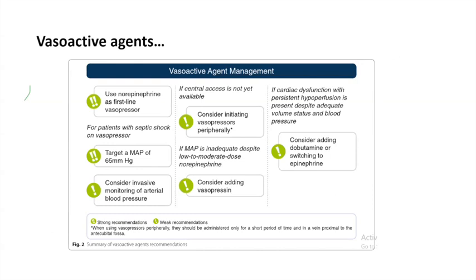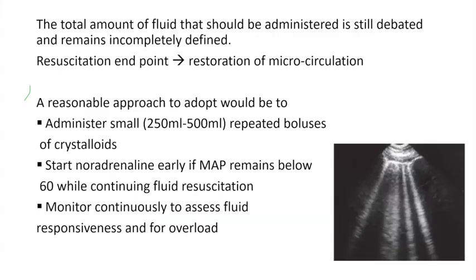And importantly, as previously mentioned also, it's recommended to have invasive blood pressure monitoring if the patient is in shock and requiring vasoactive agents. And also, you don't have to delay starting vasoactive agents until you get the central line in. You can start noradrenaline peripherally if it is indicated until you get the central line set.